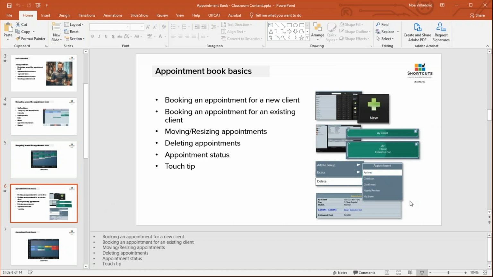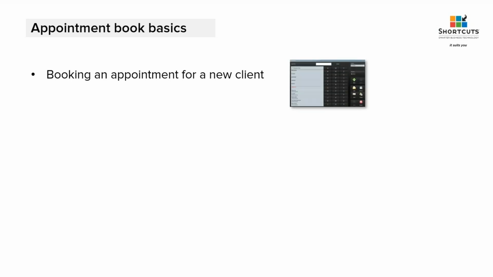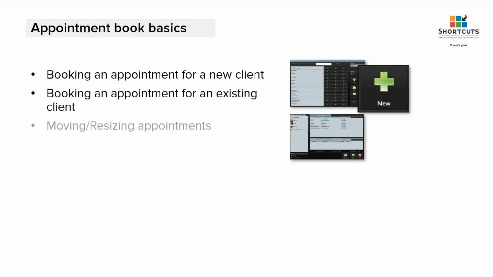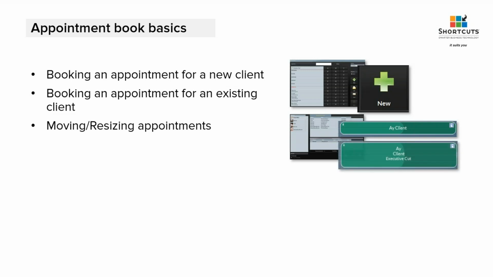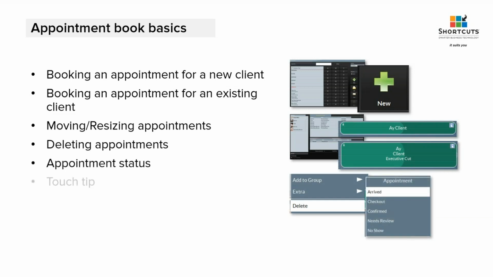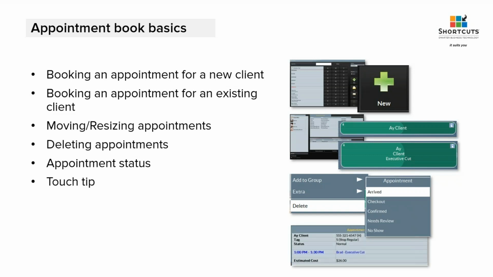So now you should know all of the basics: booking an appointment, searching through your client list, or adding a new customer, making sure to apply a tag or to choose the service afterwards, how to move, how to resize the appointments. Remember the light shade versus the dark shade. How to delete appointments. You just right click and go to delete. How to change the status. You right click and choose arrive, checkout, or confirm. Working with touch tips. What information is on there?